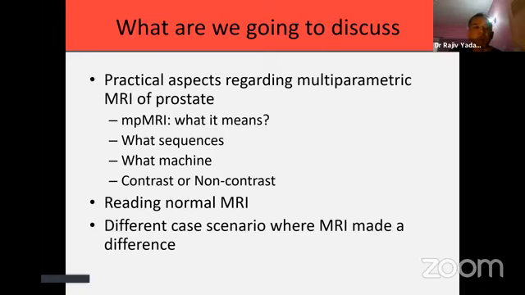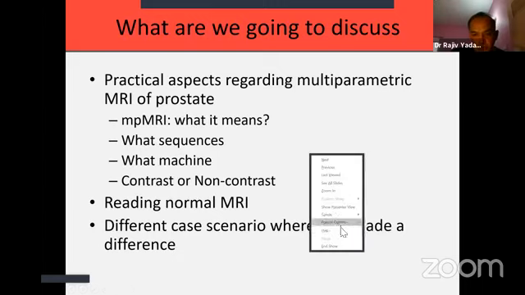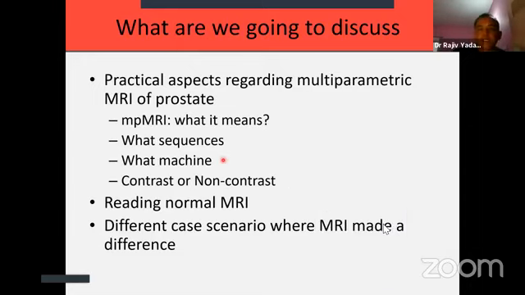So what I'm going to do is clarify certain thoughts about what is multiparametric MRI, what sequence we should be ordering, and what machine. Basically, there is a lot of confusion about whether we can do it on 1.5 Tesla or not. Another very important aspect is whether it's important for us to always order a contrast MRI or whether a non-contrast MRI will do.